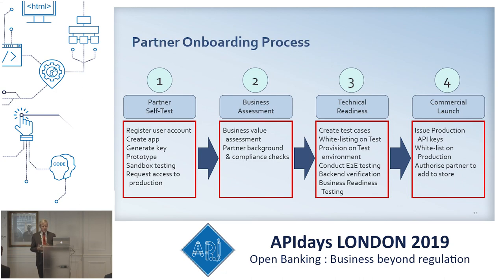Now, ideally, you wouldn't have to create new test cases. You should actually think, when you create an API, what are the test cases you want to run against this API when either an internal team or a partner comes and wants to access your production APIs? You need to create a test environment, whitelist them, conduct end-to-end testing. So there's conducting the technical readiness, and then the actual commercial launch.